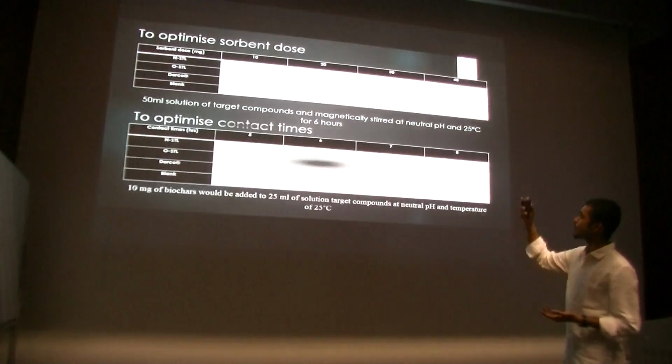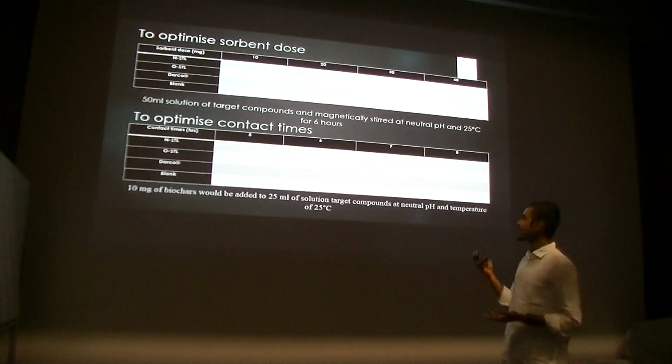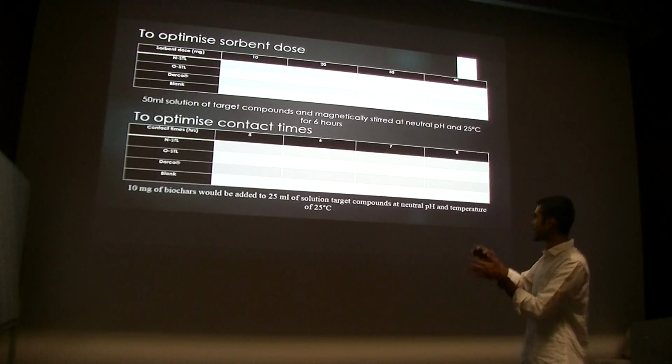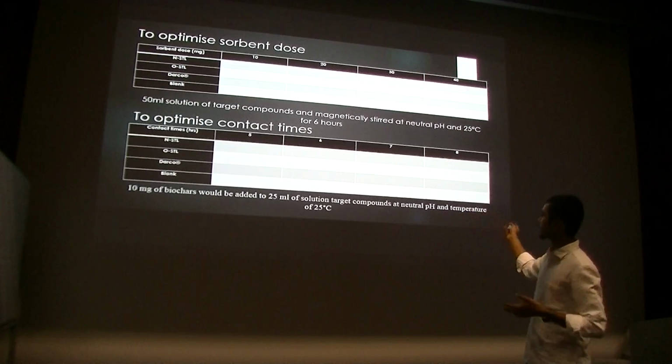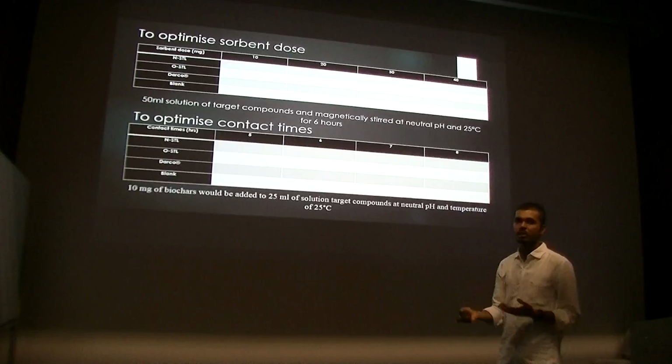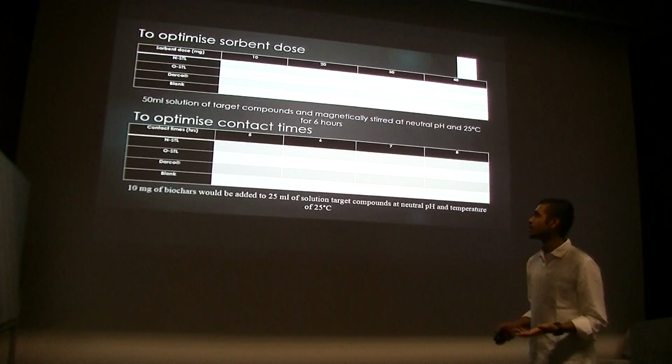In the next part, I am analyzing the sorbent dose. Here, only the sorbent dose changes, and 50 ml of target compounds is taken and stirred for 6 hours at 25 degrees Celsius and neutral pH. The same thing is done for contact times. Keeping the contact time varied, the rest of the parameters are kept constant, so that you get to know which is the best contact time in the removal.